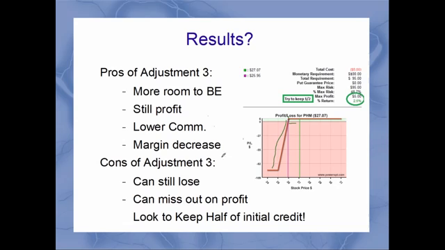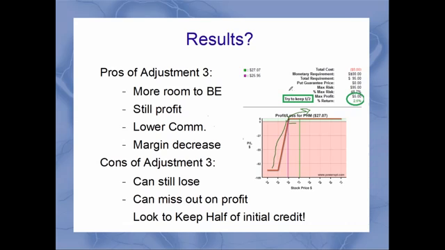The cons of adjustment number 3: you can still lose. The stock continues to fall. It can still drop below 26. I can miss out on the full profit if it recovers and moves back up. But remember, my expectations were that it will recover, but it might just stay around the same price.